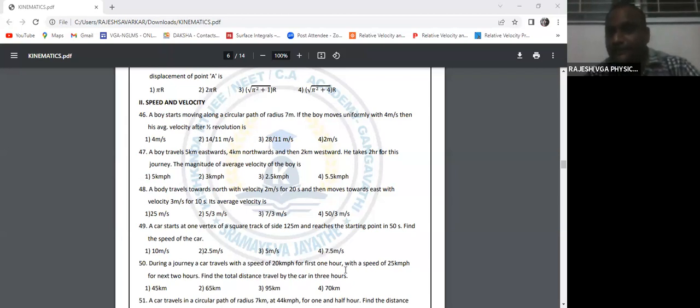So let us look at speed and velocity problems. The same techniques of distance and displacement we can use. Distance by time gives speed, displacement by time gives velocity. So let us look at the problems.